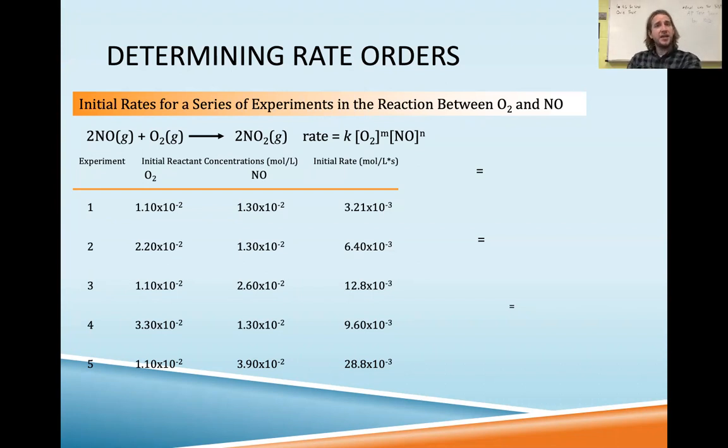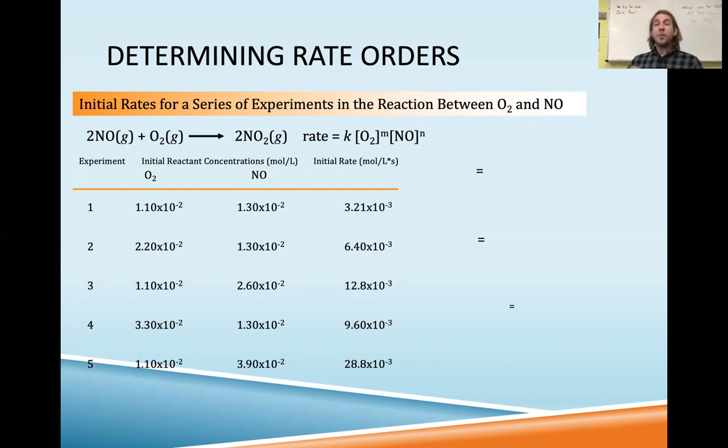We've got nitrogen monoxide reacting with oxygen to form two nitrogen dioxide molecules. And we know that the rate is going to have these two reactants in it. We don't know what effect our different reactants have on the rate of the reaction. We don't know what the constant is. We're going to have to figure all of that out. Well, the good news is we got data.